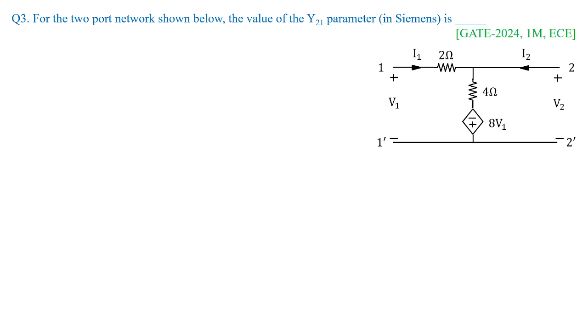Fine. Let us go with the next problem, which was asked for 1 mark under GATE 2024 for the EC paper. We need to find Y21, which means the reverse transfer admittance parameter for this circuit. We have many methods to find the solution, but we'll stick to the Y parameters.